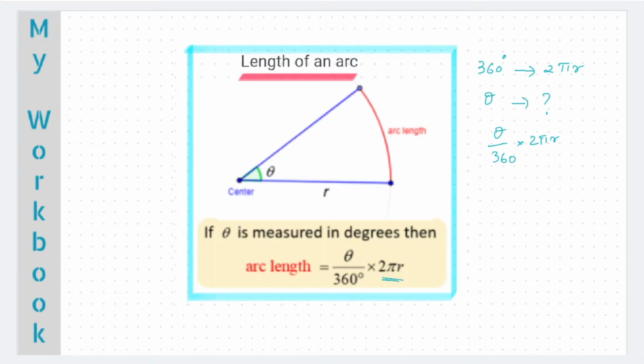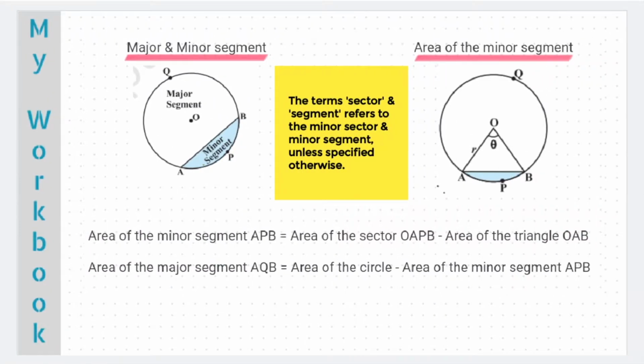Let's move on to segment. So in a circle, when there is a chord AB, then the circle is divided into two segments. Minor segment shown in blue color and major segment shown in white color here. So segment is the area enclosed by the chord, here it is AB, and the arc of the circle APB.